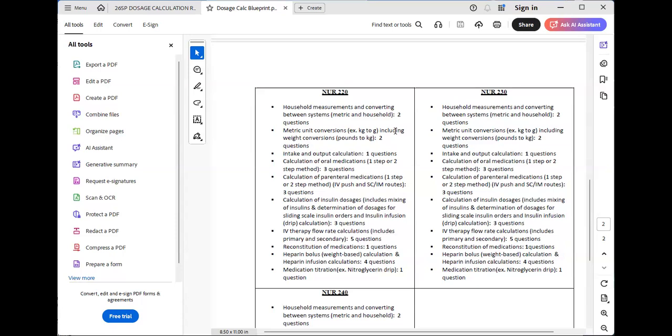The main things that are different is that you're going to have the heparin bolus and infusion calculations as well as a nitro drip question. And so we'll talk about those specifically. Everything else should be a review of what you've already previously seen. But obviously, practice is what's going to ultimately help you out tremendously.